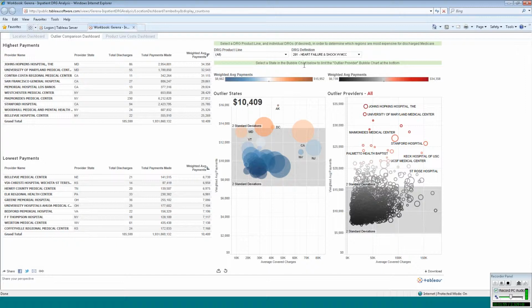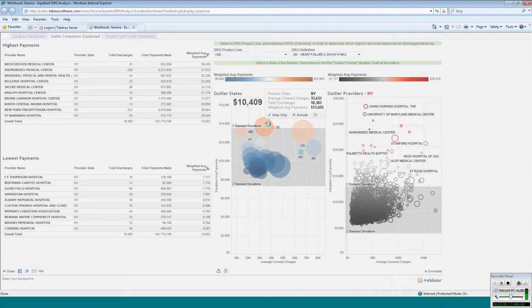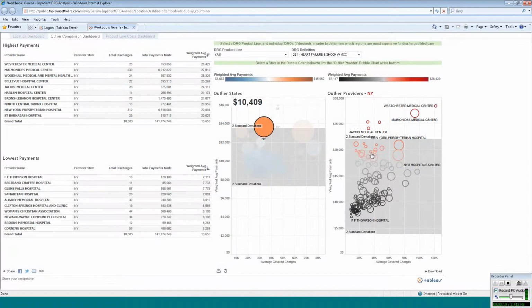Over on the right-hand side, I see all the summary by state for DRG 291 of the average cost per discharge. So I can see naturally Alaska is an outlier, but I can also select the individual bubble, for instance, for New York State, and see the individual providers within New York State, and using 2 standard deviations, show the outliers within New York State relative to the other New York State peer hospitals. And so I can quickly hone in on those that tend to be more expensive and drive the cost for New York State patients for DRG 291.